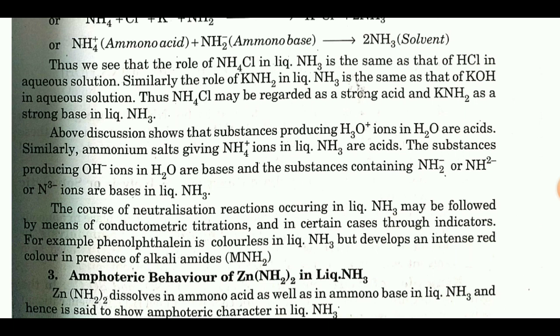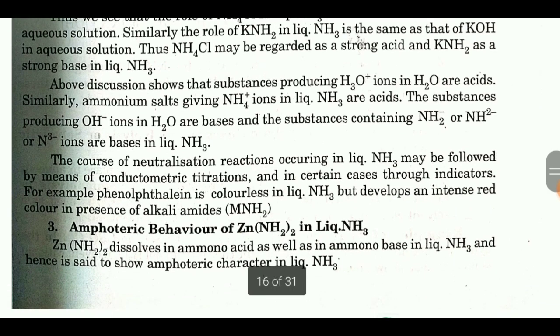Thus, NH4Cl may be regarded as a strong acid and KNH2 as a strong base in liquid ammonia. Above discussion shows that substances producing H3O positive ions in H2O are acids. Similarly, ammonium salts giving NH4 positive ions in liquid NH3 are acids. The substances producing OH negative ions in H2O are bases, and the substances containing NH2 negative or N3 negative ions are bases in liquid ammonia.